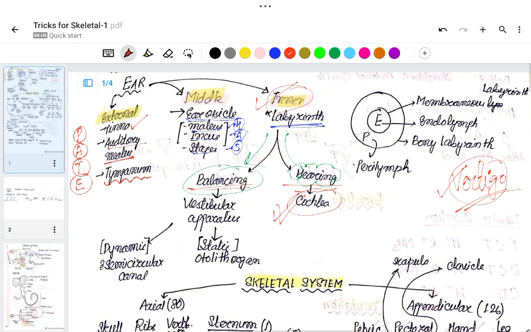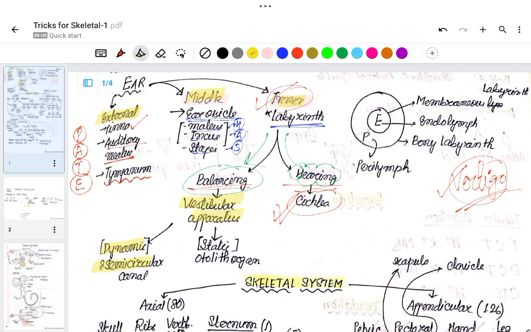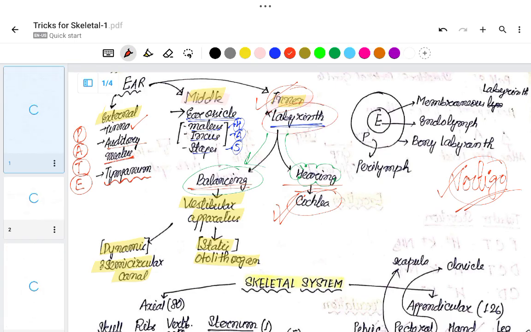Okay, so for balancing we come to the vestibular apparatus. It is the dynamic, three semicircular canals, and the static otolith. All these things are not very much required, but in the inner ear we have the labyrinth. This labyrinth is important.